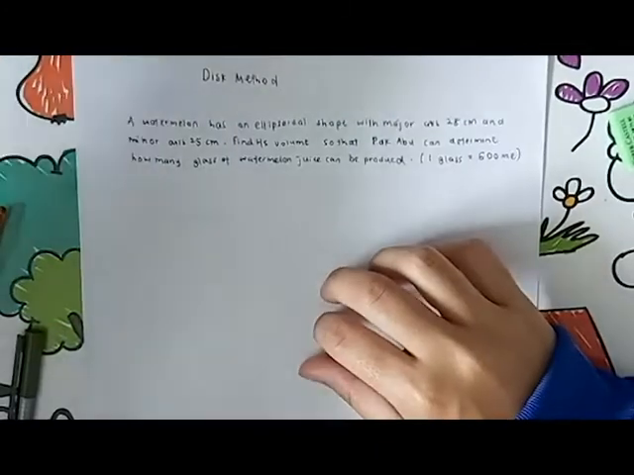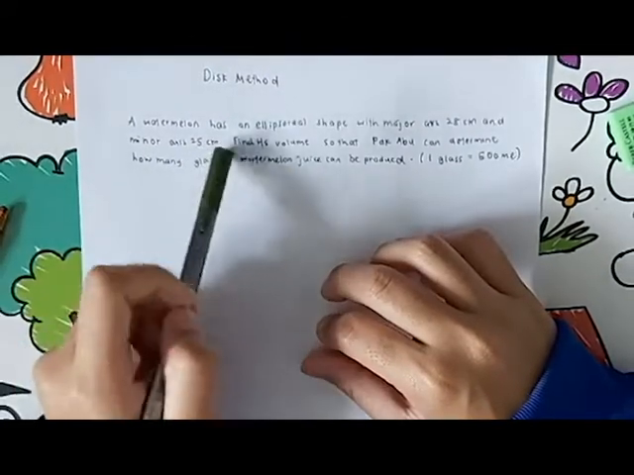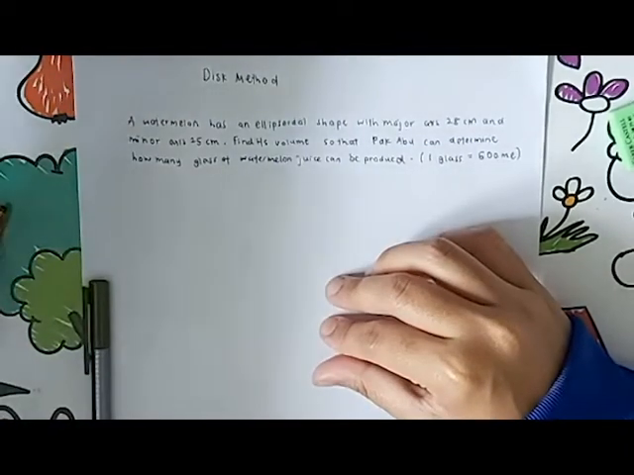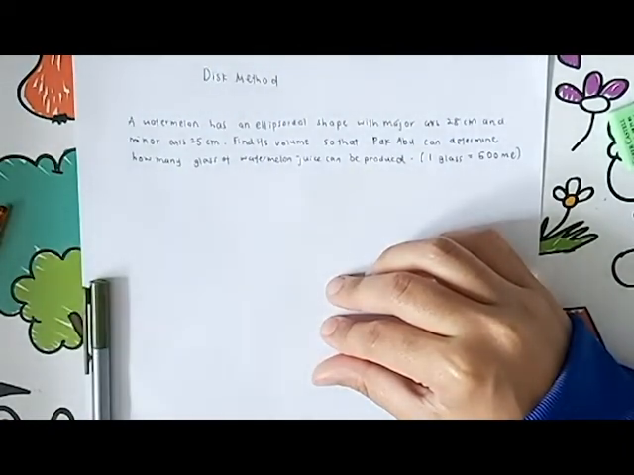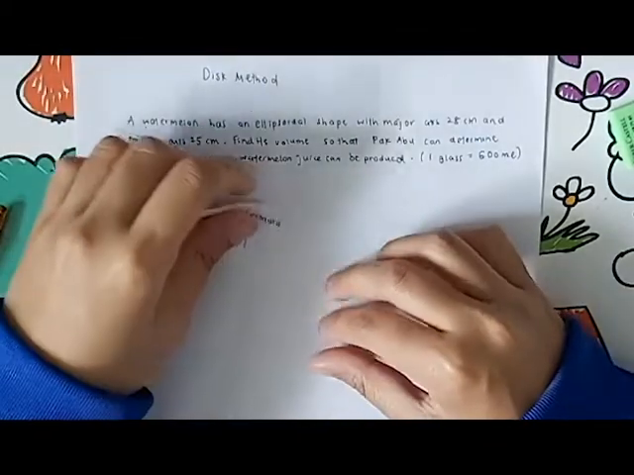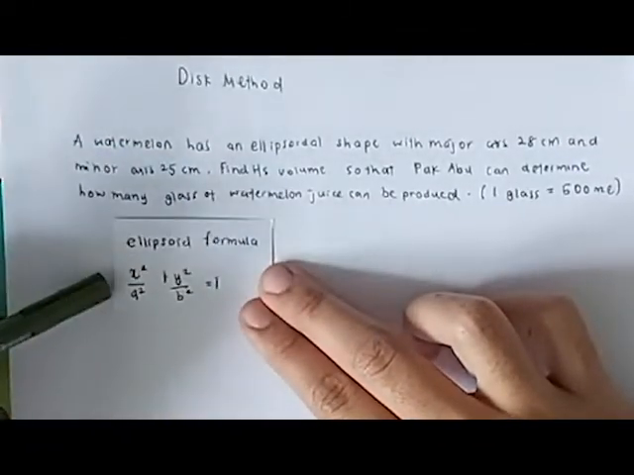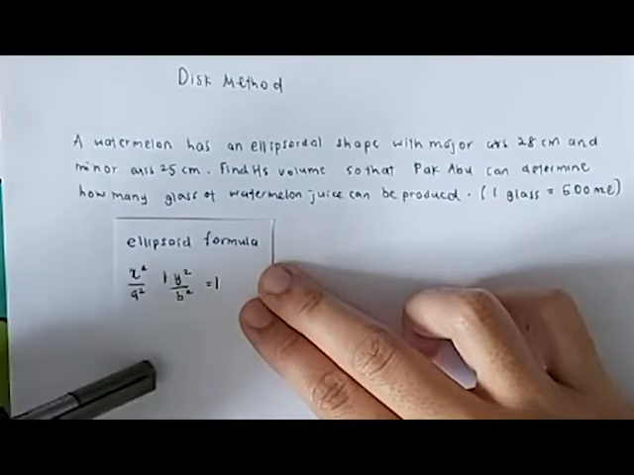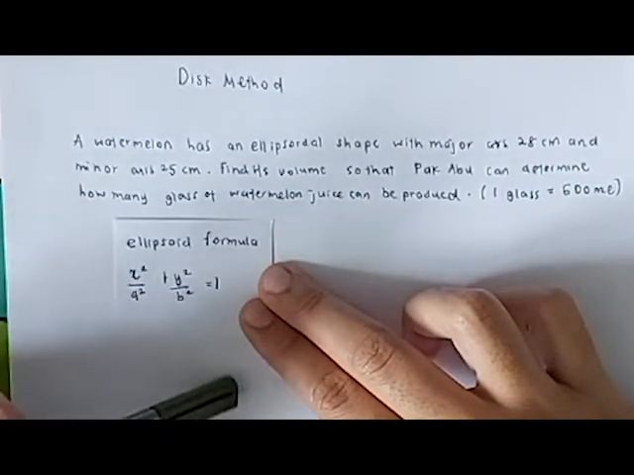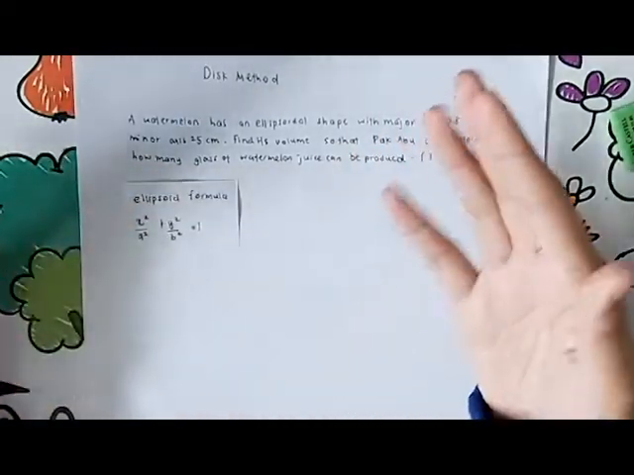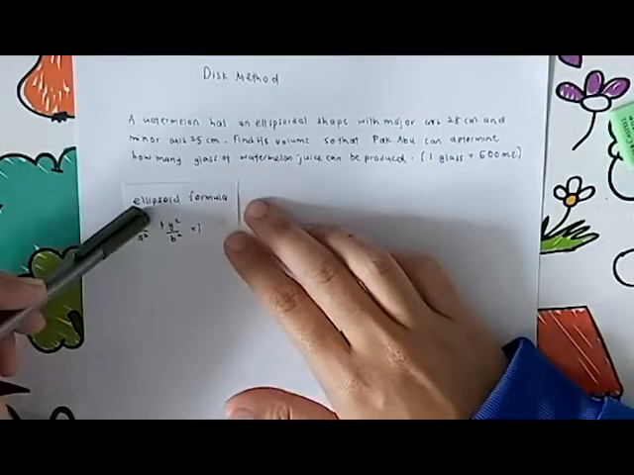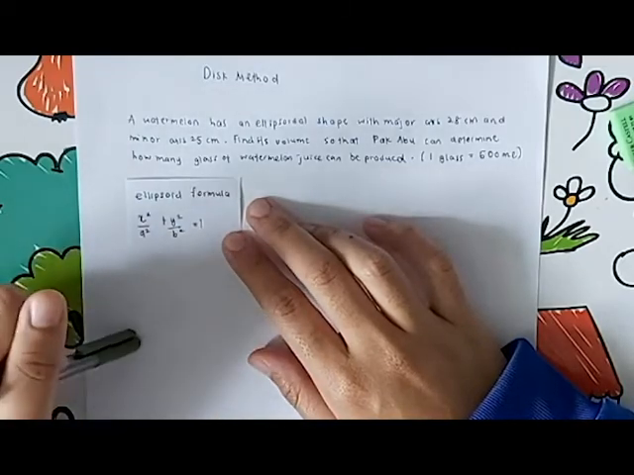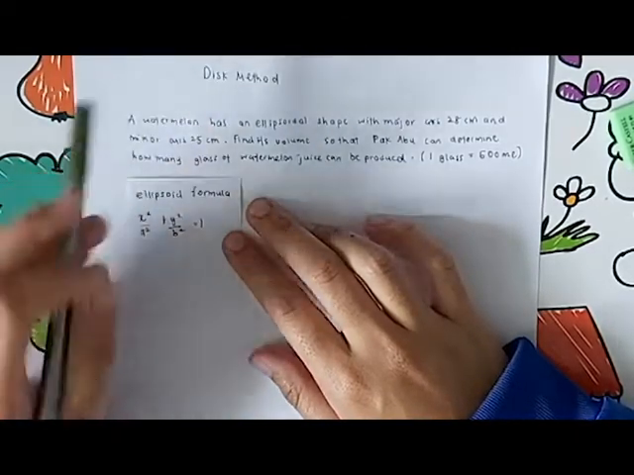So it says right here that the watermelon has an ellipsoidal shape. So the formula of the ellipse is this: x to the power of 2 over a to the power of 2 plus y to the power of 2 over b to the power of 2 equals 1. So what is the correlation with this method? From this ellipse formula, we will find the volume by using this method.